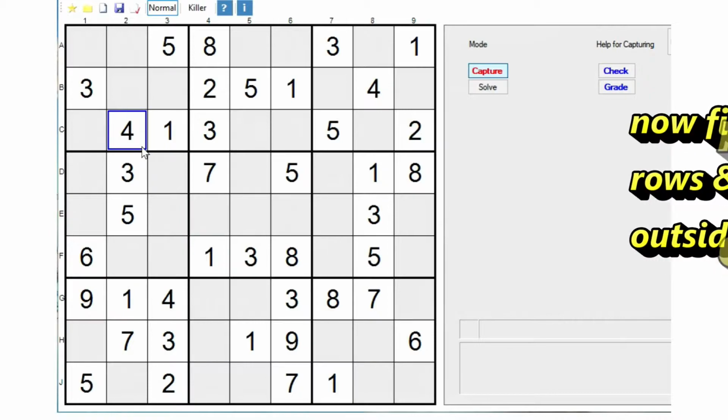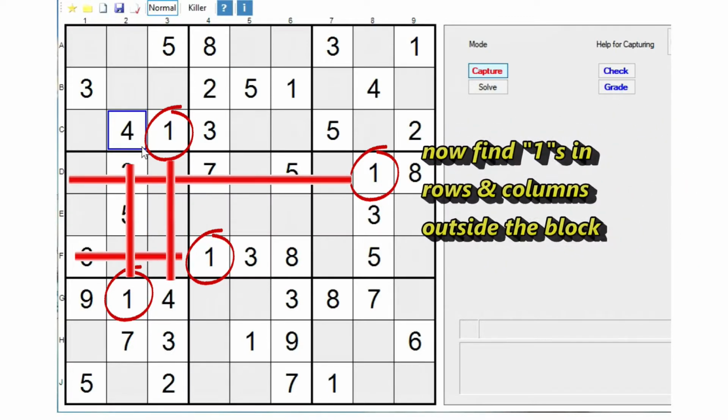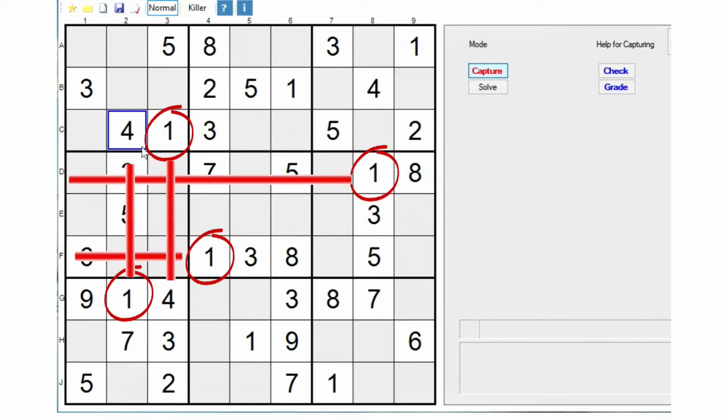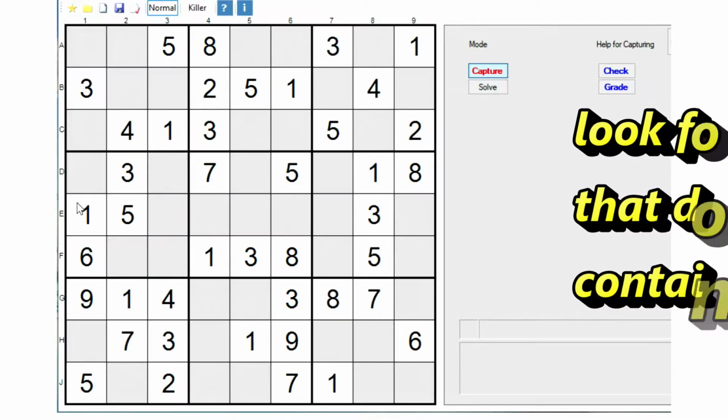And now if you look across the rows and columns for the number 1, drawing lines to intersect with block 4, we can eliminate all the cells that the lines cross over, and we're left with only one possible cell, so the number 1 must go here. Now all the 1s are accounted for.